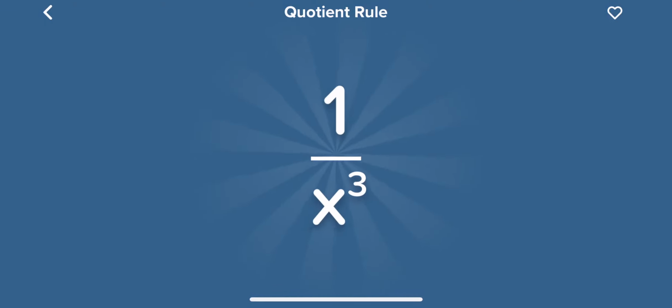And that's all the quotient rule is. You're just chaining the x's in the correct amounts so you can eliminate them.